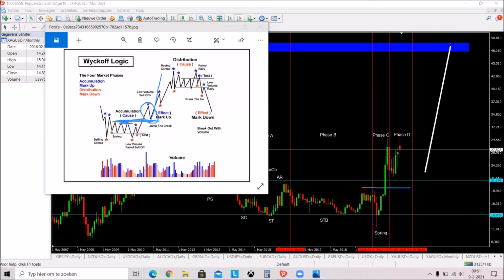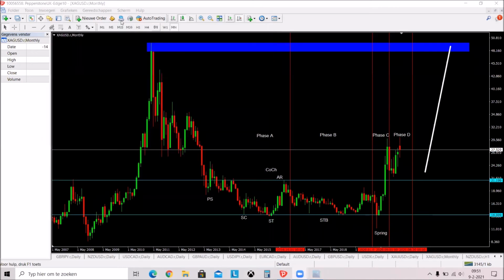So let me draw it in the chart to make it a bit clearer. This is the high of the range, the blue line, but usually you will get a retest of this level, the lower one. So I want to be a buyer at around $19, but I also am very bullish.